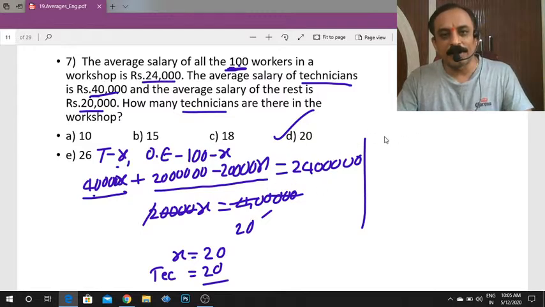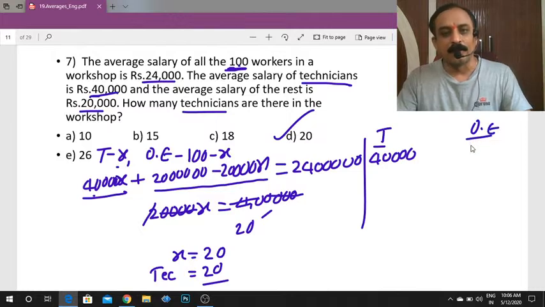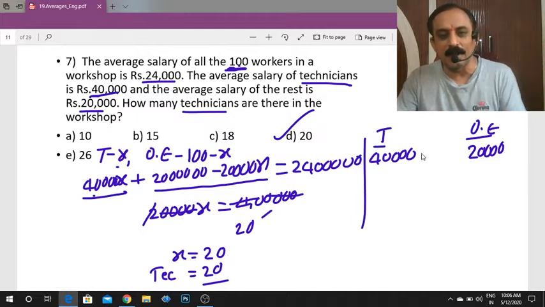First write the technicians' salary. Technicians' average salary is 40,000 rupees, and other employees' average salary is 20,000 rupees. Now below and between these two numbers write the 100 employees' total average salary. 100 employees' average salary is 24,000 rupees.